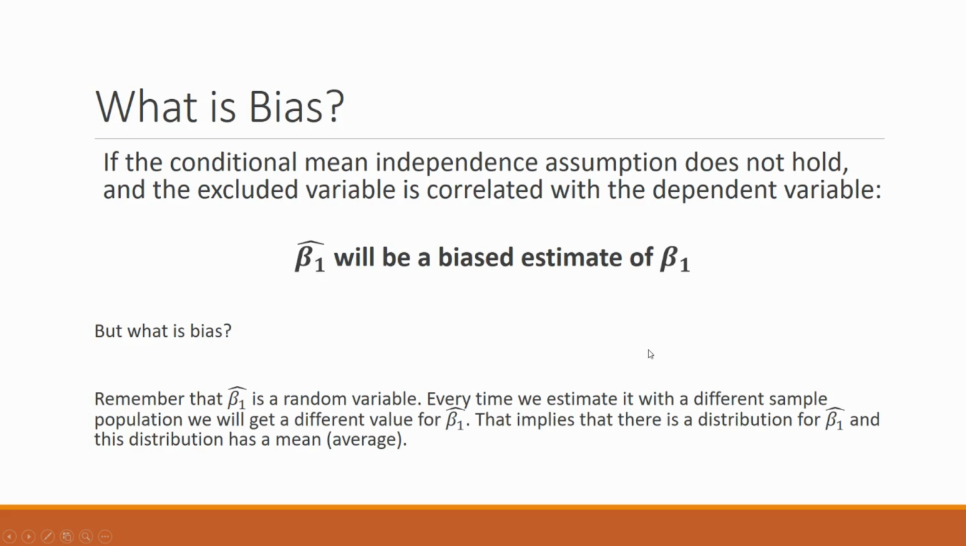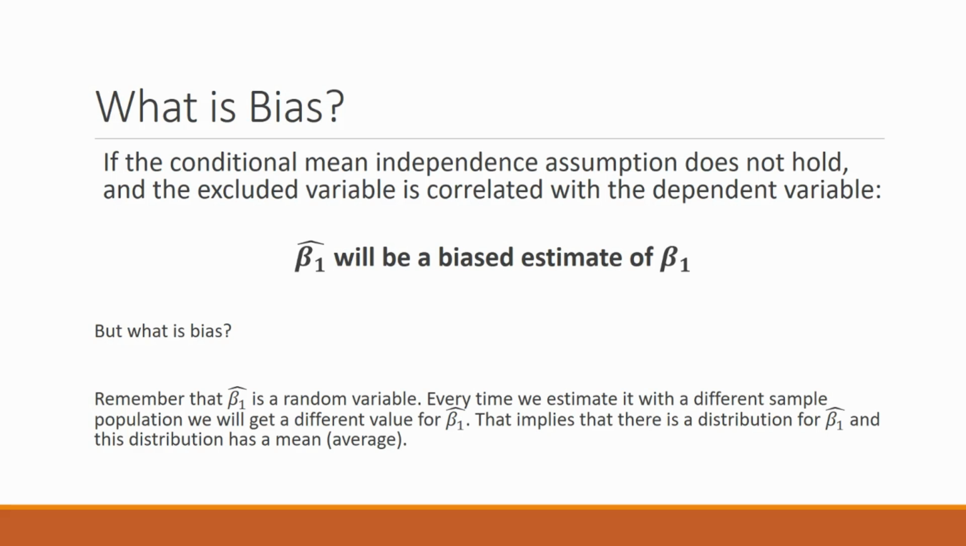What is bias? Well, to make this clear, let's remind ourselves that beta 1 hat is a random variable. It's kind of like the sample mean. Remember the sample mean: every time you collect a data set, you'll find a new sample mean. And that sample mean itself is a random variable, and it has a distribution, the sampling distribution of the sample mean. And that sampling distribution is going to be a normal distribution, centered at the true population mean.